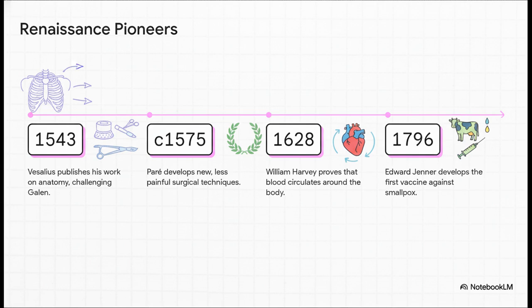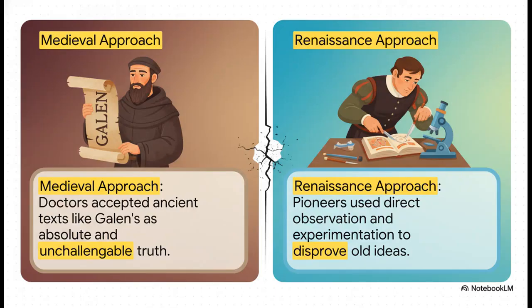Then there was the battlefield surgeon, Ambroise Paré, who came up with new, gentler ways to treat wounds. William Harvey proved the heart was a pump that circulated blood, which completely overturned ancient theories. And finally, Edward Jenner used careful scientific observation to develop the world's very first vaccine, a monumental step in preventing disease.